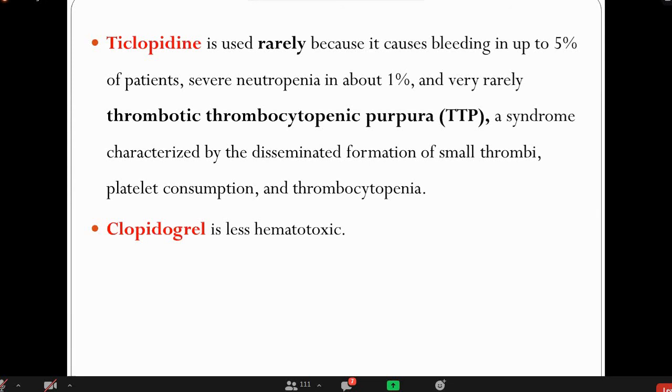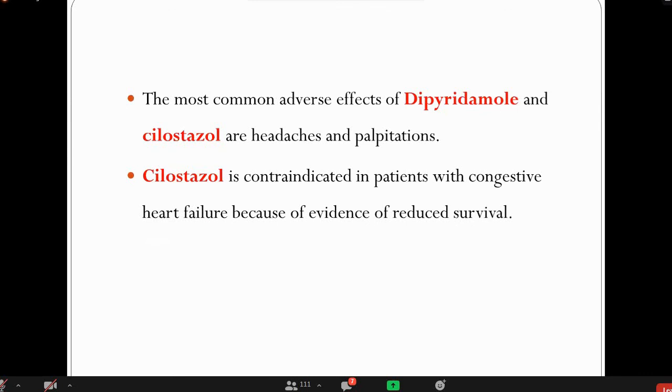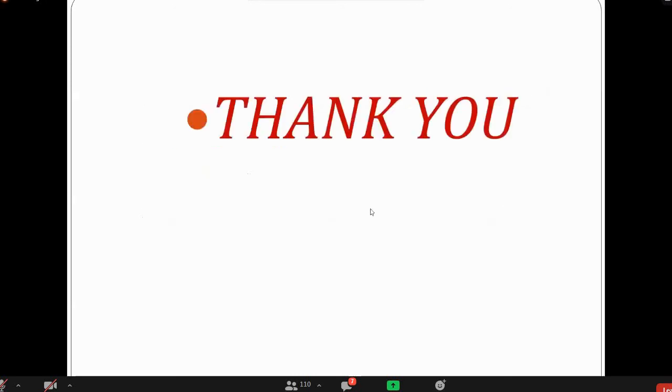But clopidogrel is less hematotoxic. That's why it's being used. The most common adverse effects of dipyridamole and cilostazol are headache and palpitations. Cilostazol is contraindicated in patients with congestive heart failure because of evidence of reduced survival.